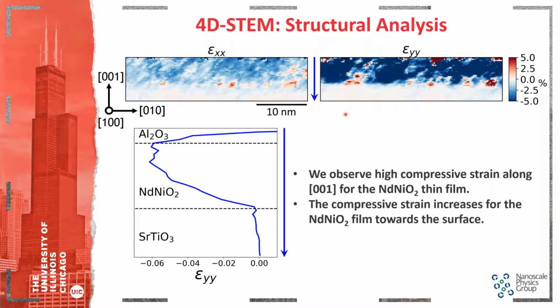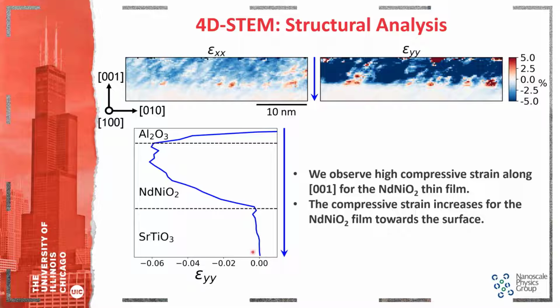The main thing to note here is that there is very high compressive strain in the y direction, which is what we expect as the apical oxygens are getting removed. The lattice constant along that direction shrinks to accommodate the strain. And this is the line profile I'm showing here.